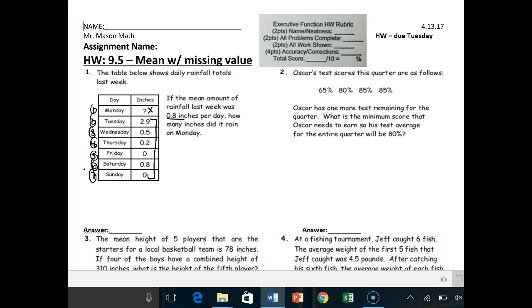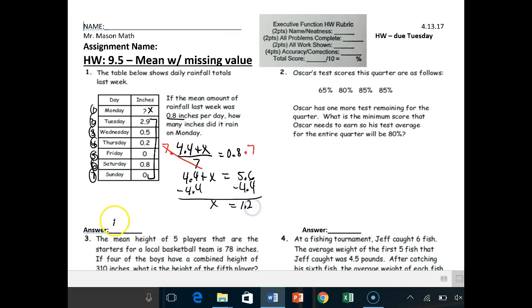Okay, so we'll add these up and get a subtotal of 4.4 plus x, that day we don't know, divided by 7 is equal to the desired mean of 0.8. Then go ahead and multiply both sides by 7, and we'll get 4.4 plus x is equal to 5.6. We'll subtract 4.4, and our answer, x is equal to 1.2 inches. So we'll put on our answer line 1.2 inches.